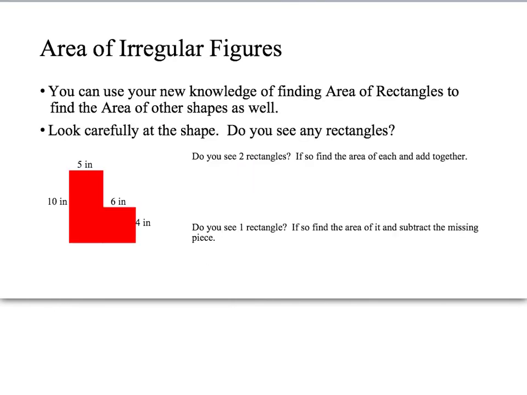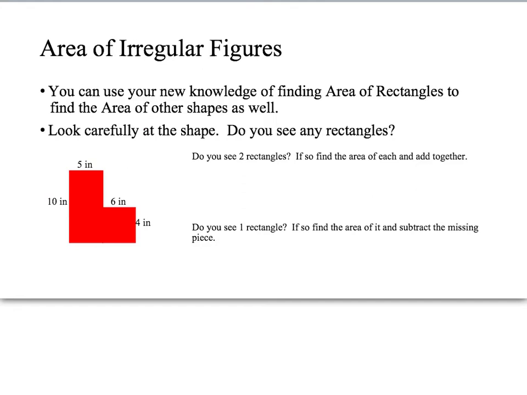Now we're going to talk about finding the area of irregular figures. It would be perfect if every figure in the world was a rectangle. It would be much easier to find the area, but let's face it, that's not always the case. But you can use your new knowledge of finding area of rectangles to find the area of other shapes as well. Now look carefully at this shape. Do you see any rectangles? Well, do you see two rectangles? If so, you could find the area of each and then add them together. So let's do that way first.